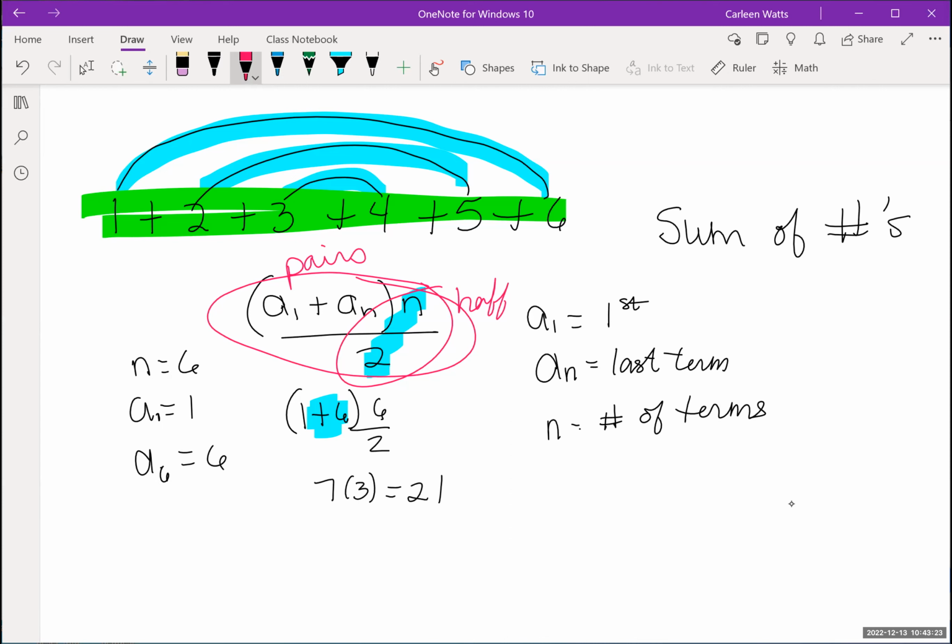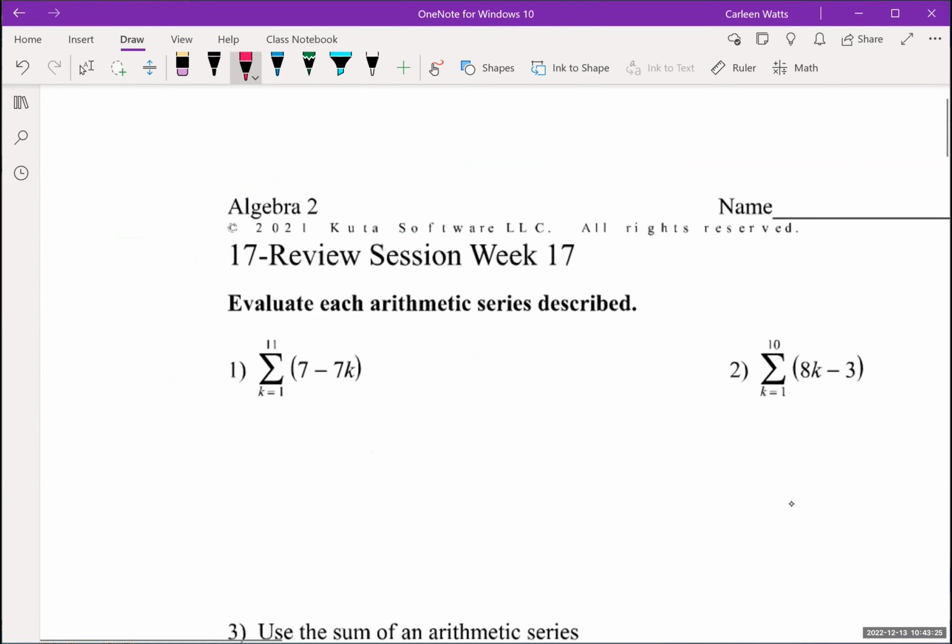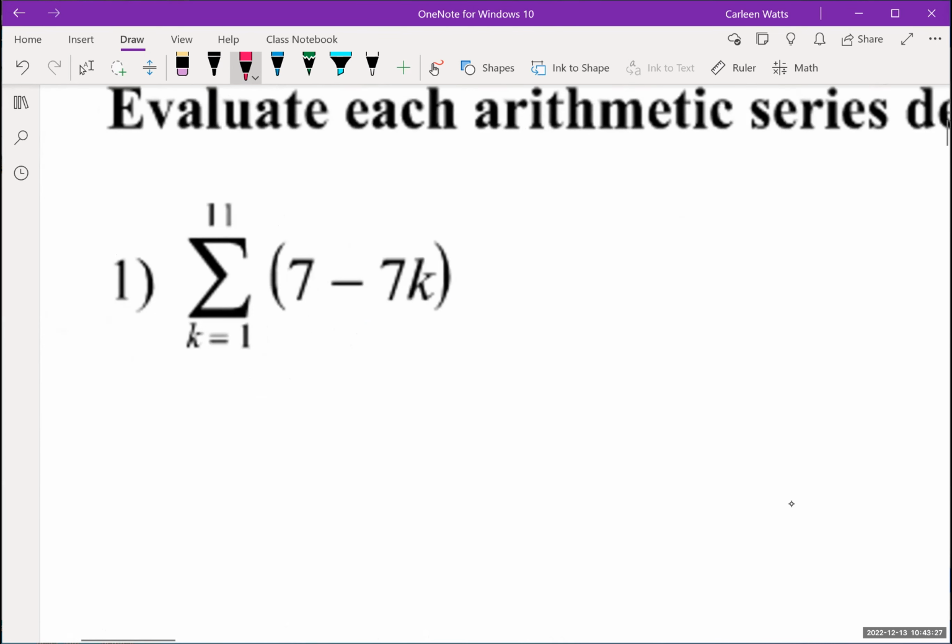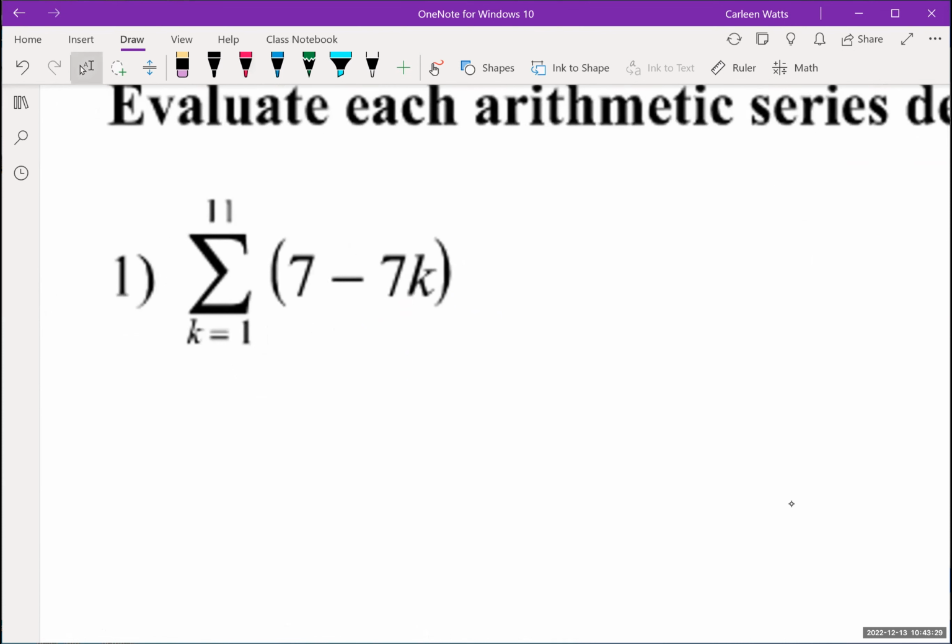Okay, let's get started on the review session. Sigma k equals 1 through 11. So what am I going to do? The first term, first of all, how many terms am I going to have?